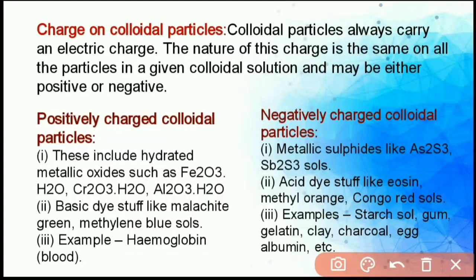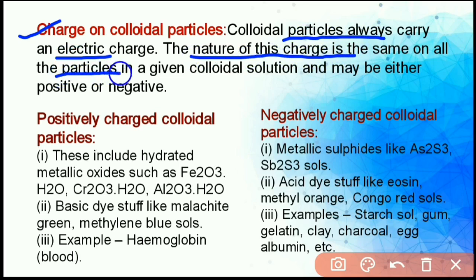Next property is electrical property of colloidal solution. So, charge on colloidal particle. Colloidal particles always carry an electric charge. The nature of this charge is the same on all particles in a given colloidal solution. It may be either positive or negative. So see the difference between the positively and negatively charged colloidal particles.